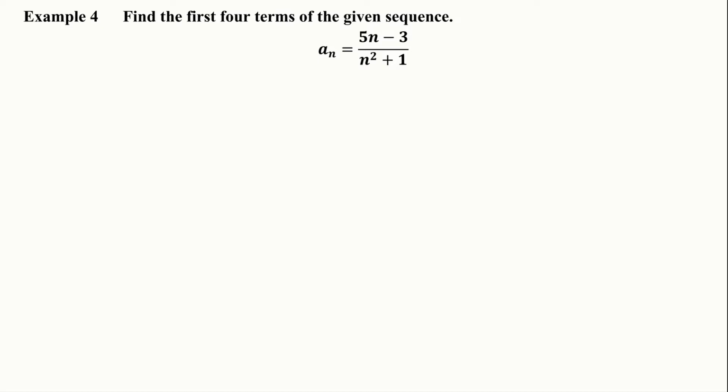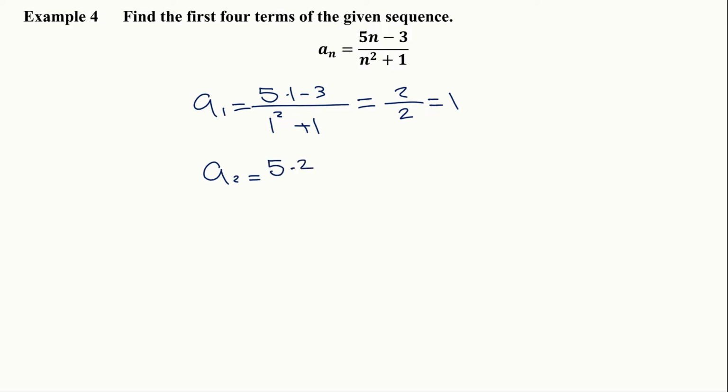Pause the video. All right, so A1 is 5 times 1 minus 3 over 1 squared plus 1. So that's going to be 5 minus 3, which is 2, over 1 plus 1, which is 2. So we get 1, right? A2 is going to be 5 times 2 minus 3 over 2 squared plus 1. So that's going to be 10 minus 3, which is 7, over 4 plus 1, which is 5.